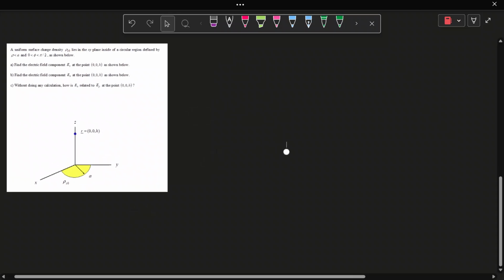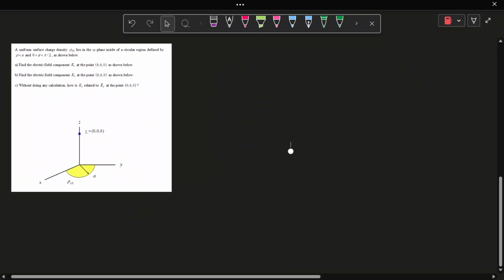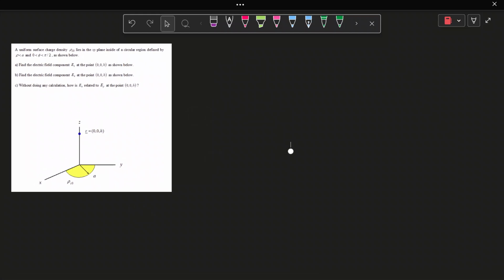All right, y'all. So we're now on exam 2020, question 2 from 2020 exam 1, right? This problem does take a little bit of time to do, but once you get the hang of it, it becomes pretty much just repetition. Here we're given a uniform surface charge density rho s0 that lies in the xy plane inside of a circular region defined by rho less than a and phi between 0 and pi over 2.